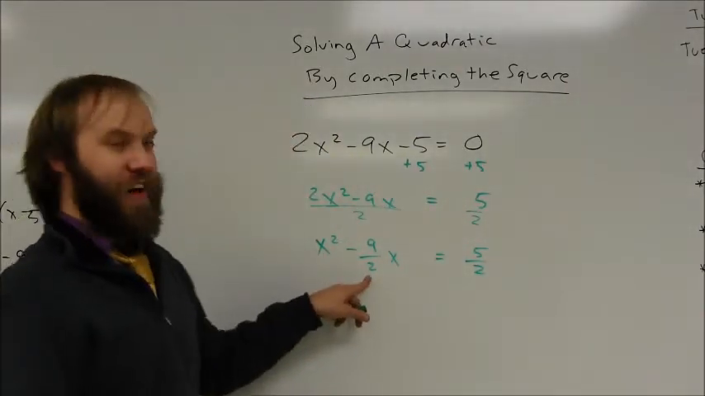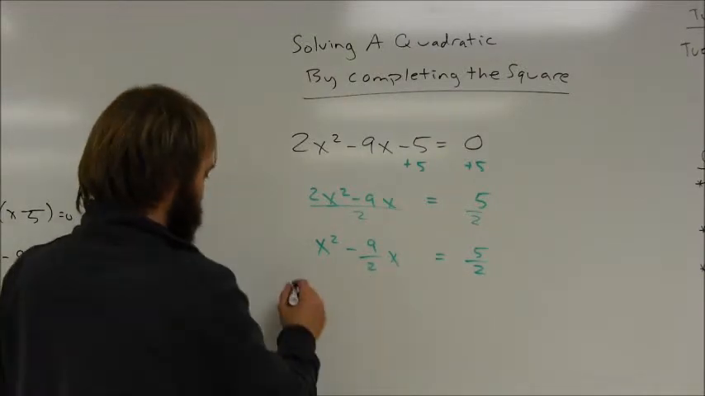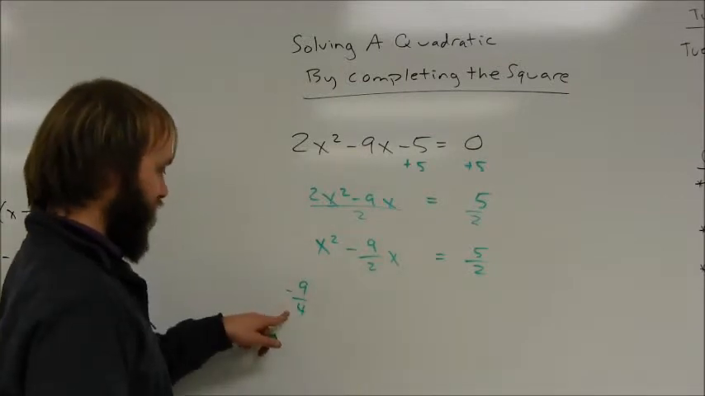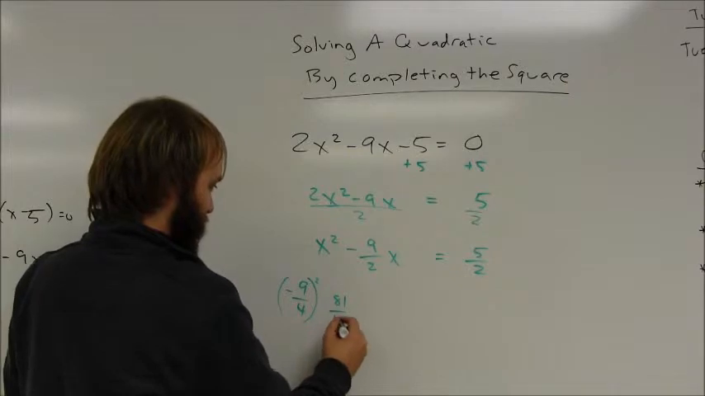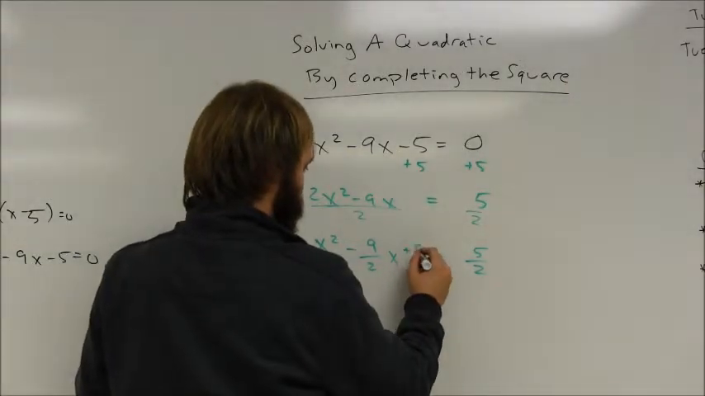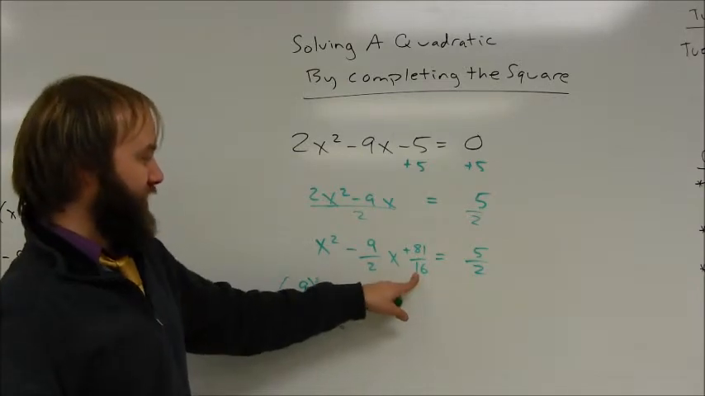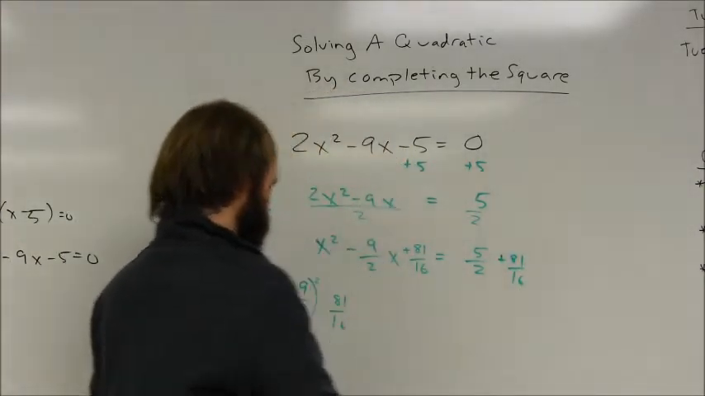I complete the square. I take half of this. That'd be multiplying by half, basically. So half of that would be negative 9 fourths. And I square that, which is going to be 81 sixteenths. So it's plus 81 sixteenths. Okay, I add 81 sixteenths over here, I have to add 81 sixteenths over here as well.